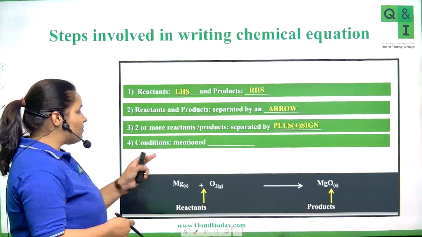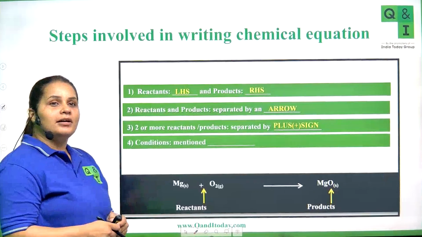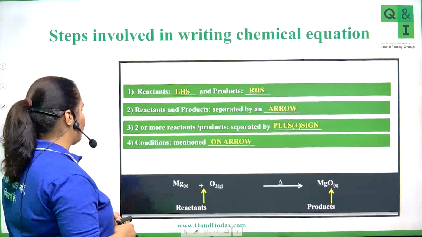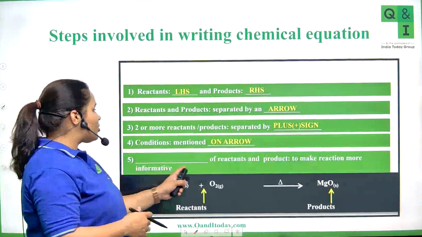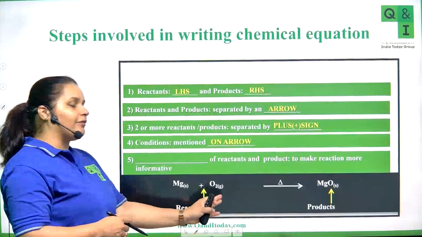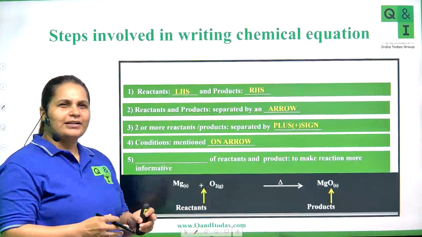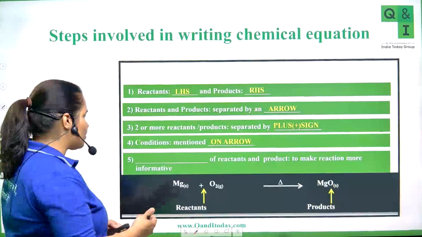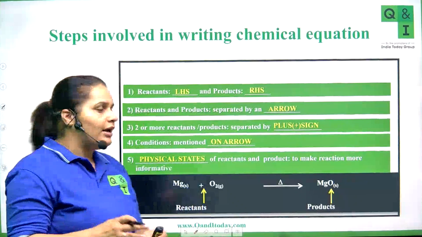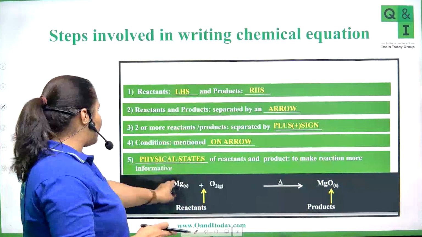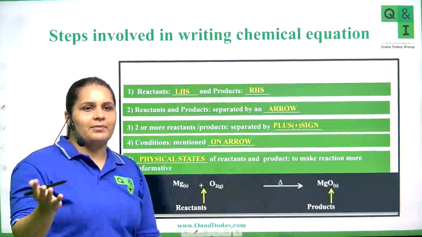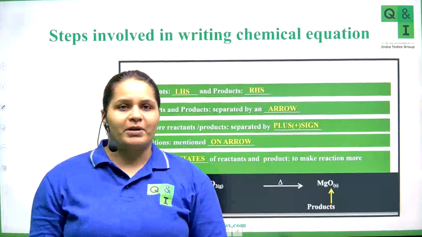Then conditions mentioned. Where do we mention the condition? On the arrow. Exactly, on the arrow. And what do we write along with the reactants and products to make the reaction more informative? The states. Exactly, Ragul. We should write the physical states of matter, so that these are the reactants, two reactants, and if I have more than two products, then also I will separate them with the help of a plus sign.